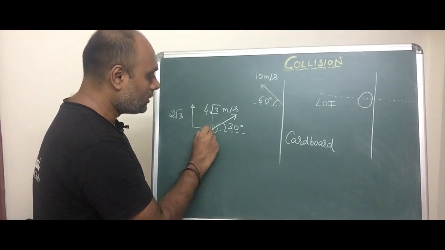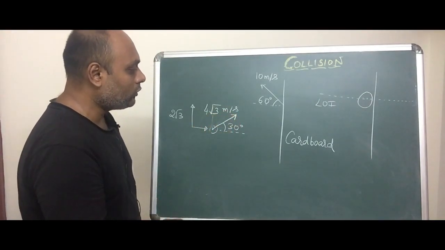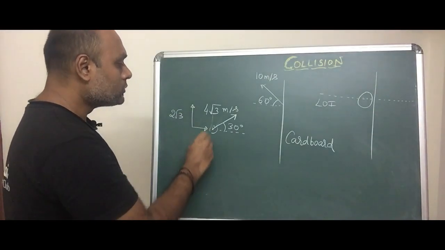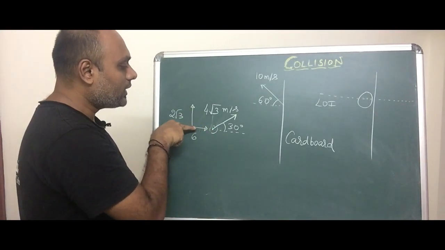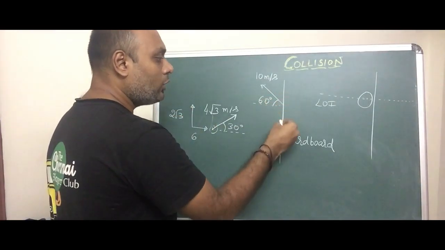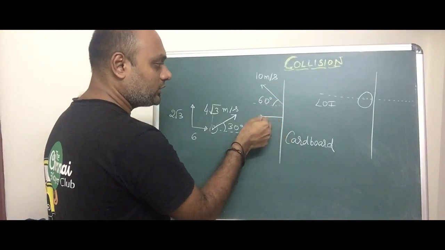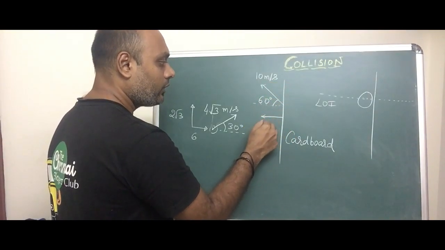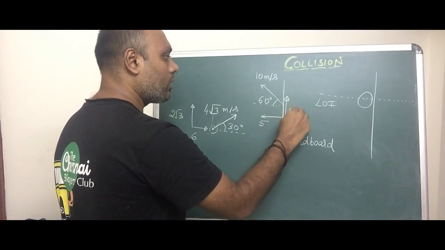So 4 root 3 into sin 30, this component will be 2 root 3 meter per second. And along the horizontal, the component is 4 root 3 cos 30, so 4 root 3 into root 3 by 2, which becomes 6 meter per second. So along the horizontal it has a component of 6, and along the vertical a component of 2 root 3. Similarly, we do it for the cardboard. It is 10 cos 60 in this direction, and 10 cos 60 is 5. In this direction, it is 10 sin 60, which is 10 root 3 by 2, or 5 root 3.